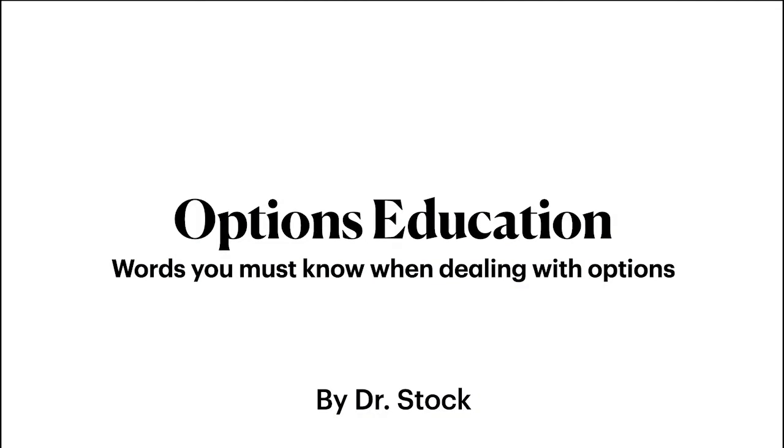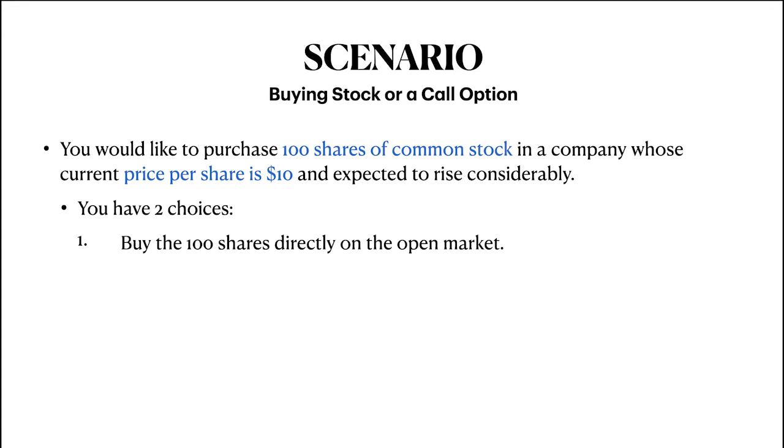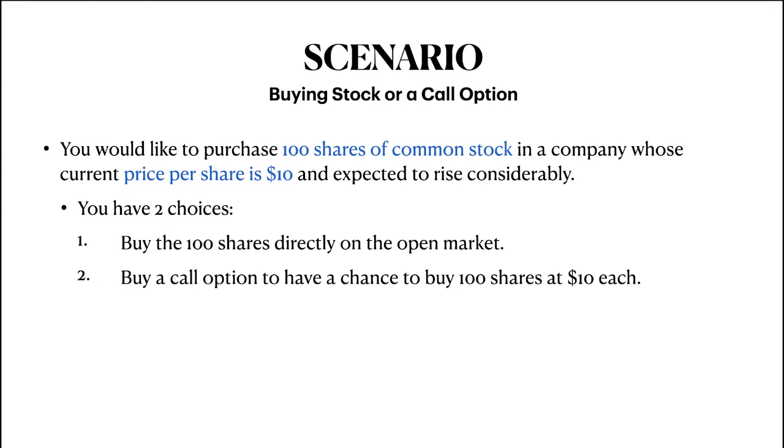Alright, in this video, part 2 of the series, these are words that you must know when dealing with options. And again, we're taking the perspective from part 1 that we're buying a call option. So here's the scenario that's taking place. You would like to purchase 100 shares of common stock in a company whose current price per share is $10 and expected to rise considerably. The two choices you have: 1, go ahead and buy those shares at the open market, and choice 2, buy the call option to have a chance at buying the 100 shares at $10 each.